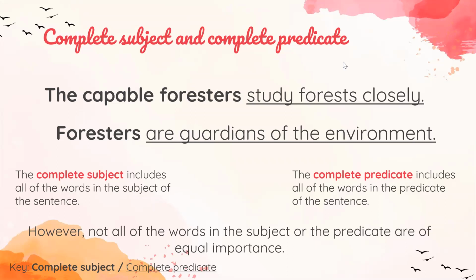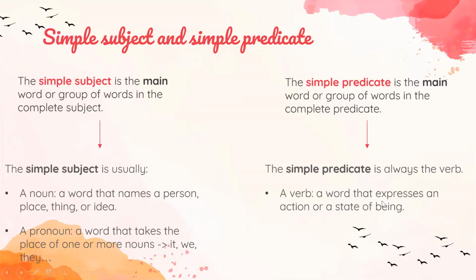And the complete predicate, in this case, what is underlined, includes all of the words in the predicate of the sentence. It's what we have been studying. And it starts, in this case, where? With the verb, remember. However, not all of the words in the subject or the predicate are of equal importance. And that is the new thing that we will be introducing today. Let's go to the next slide here.